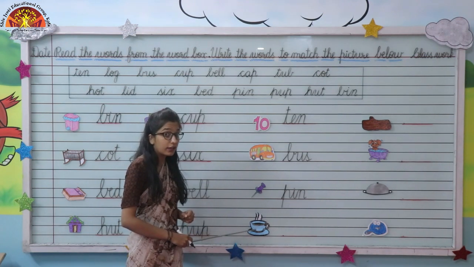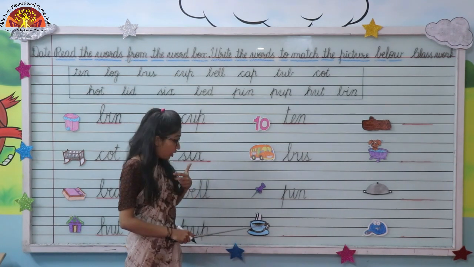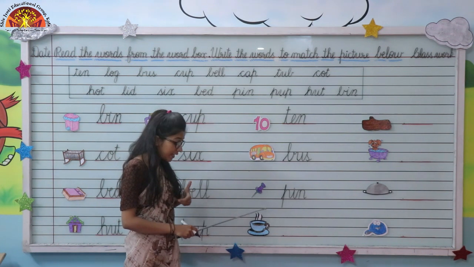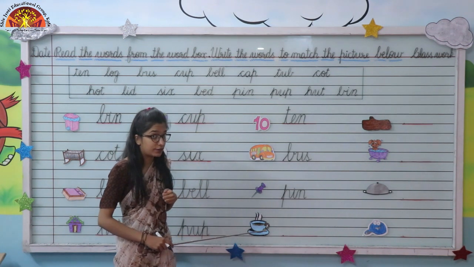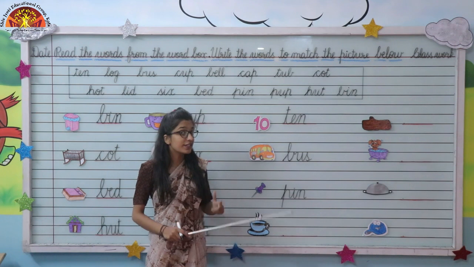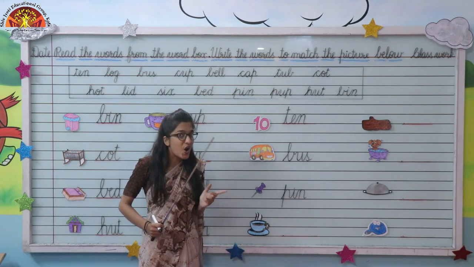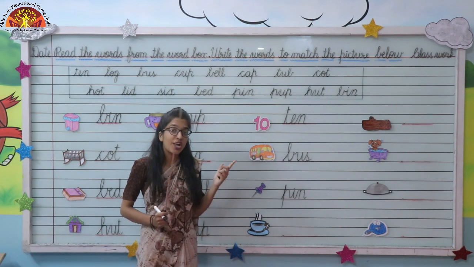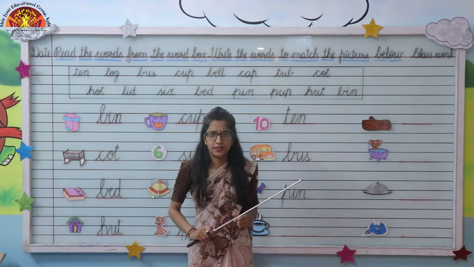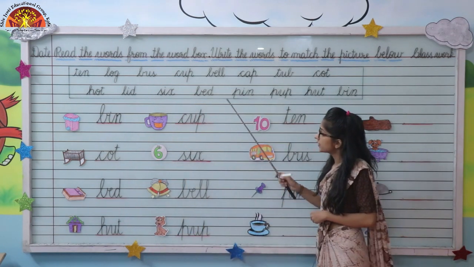This is a cup which is very hot. See, which is very hot. That means we have to write here spelling of hot. H-O-T, hot. Let's find this word is present or not.